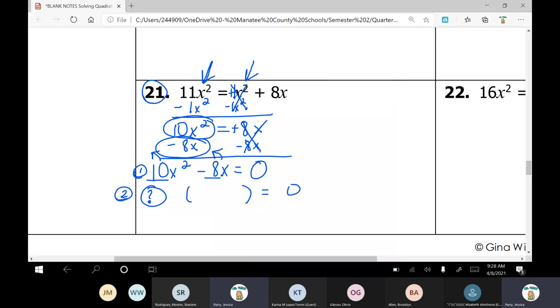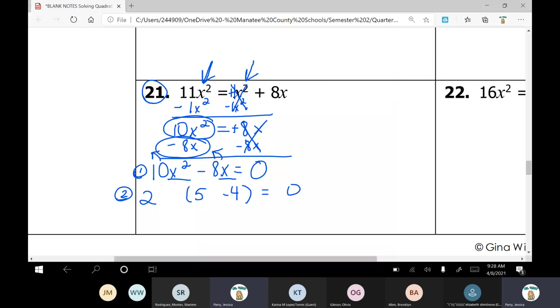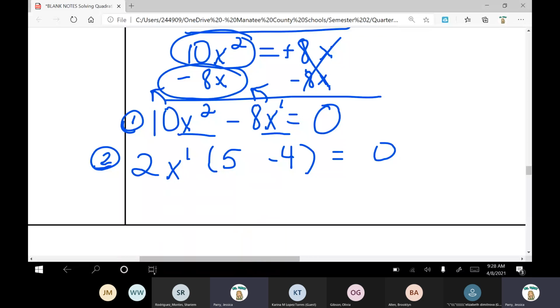So for this one, they're both even numbers. So let's go ahead and take out a 2. So let's factor. 10 divided by 2 is 5. And then negative 8 divided by 2 is negative 4. Okay, now let's look at our variables. We know that we can take out the variable x. I'm going to take out my variable x, and it's the smallest exponent, to the power of 1. Okay, so I took out x to the power of 1.